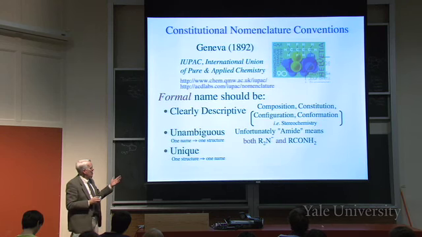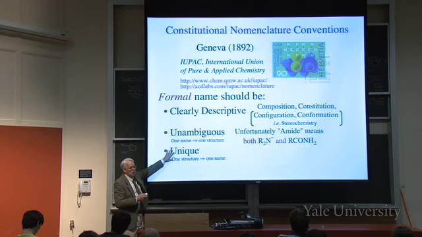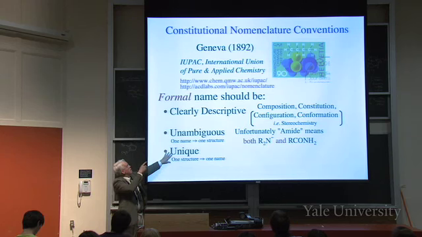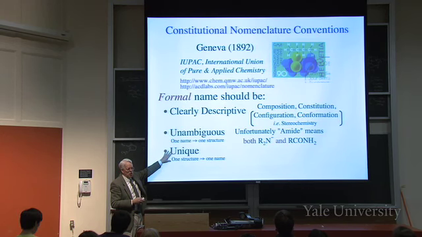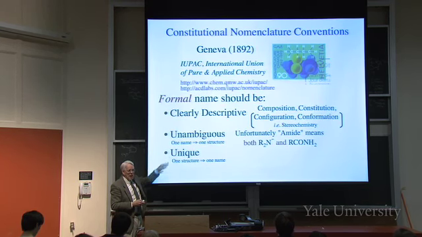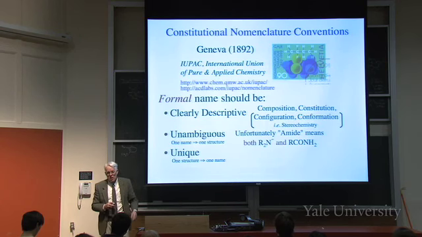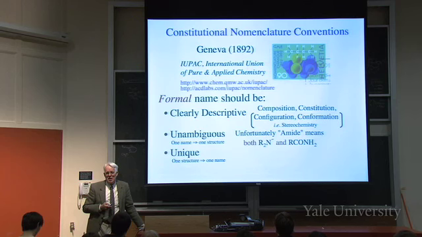Why would you care whether you have just one agreed on name by the people who get together in the International Union of Pure and Applied Chemistry? Why would you care? What's wrong with having two names? Anybody see any disadvantage to having different names for the same compound? Sam? I could have called Sam too. Yeah, go ahead. Not if everybody knows what you're talking about.